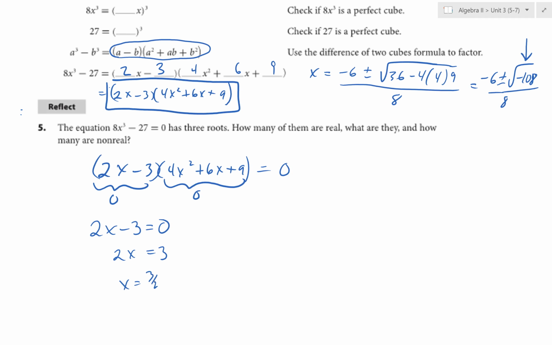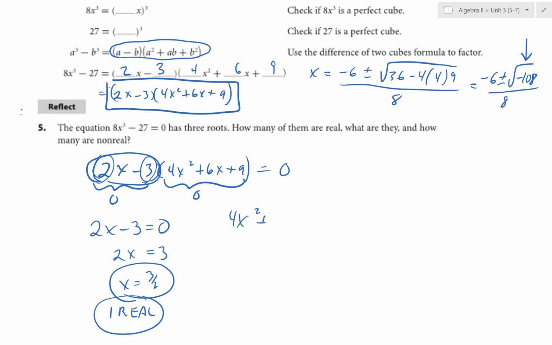So after you do a few of those, then you'll get good at recognizing that in the factor, it's just going to be that number divided by that number. It's the 3 divided by the 2, and opposite in sign. Okay? So there's one real solution. So we have one real root, and then we still want to figure out if there are any more real roots, and setting this equal to 0, 4x squared plus 6x plus 9 equals 0.